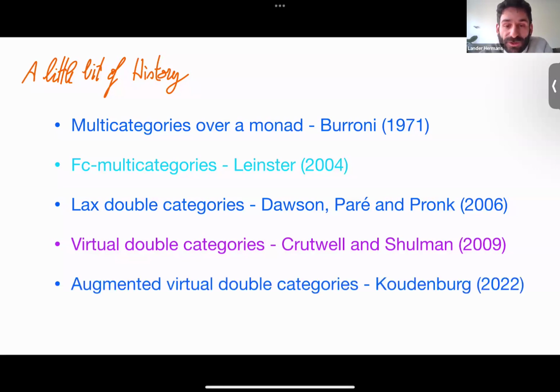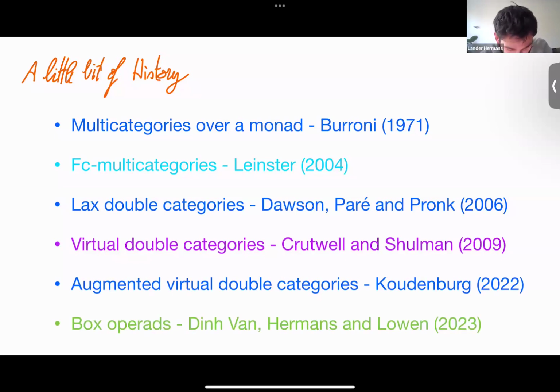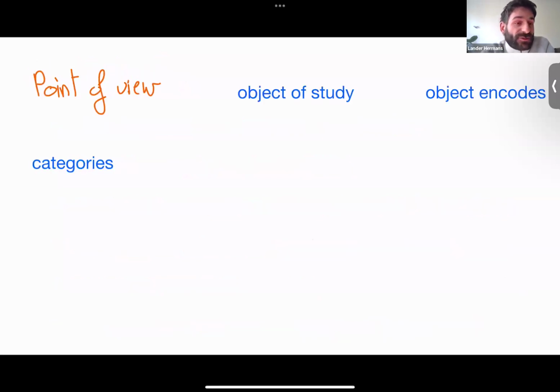Recently they have also appeared in papers with an adaptation called augmented virtual double categories, by Koudenburg. Now my collaborators Wendy Lowen and Hoang Dinh Van, and I, we propose this box operatic setting, sort of influenced by the applications we are aiming at. And as I told you in the beginning, I want to propose a different point of view in the following sense.